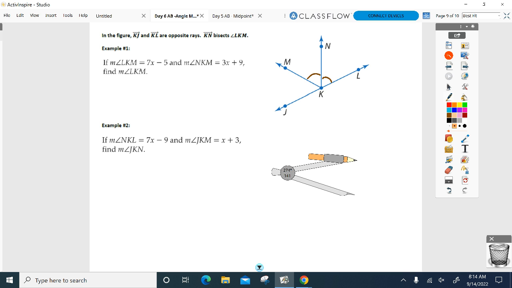All right, let's do example 1 now. LKM. Everyone see it? I always trace it with my finger if I have to. This whole angle LKM is 7x minus 5, the whole angle. Measure of NKM is 3x plus 9.